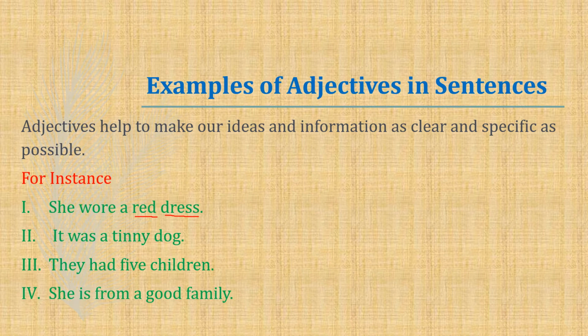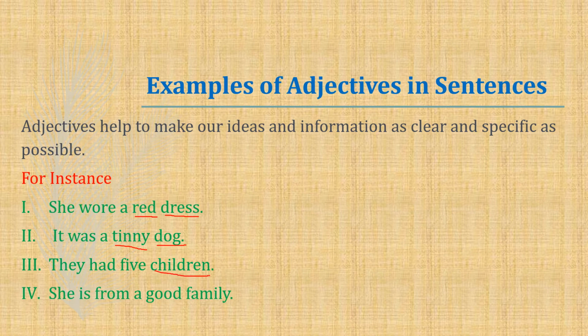The second example, it was a tiny dog. In this example, dog is our noun and tiny is our adjective. Tiny is giving more information about the dog. So if somebody asks you which dog, you can say it is the tiny one. Tiny means small.